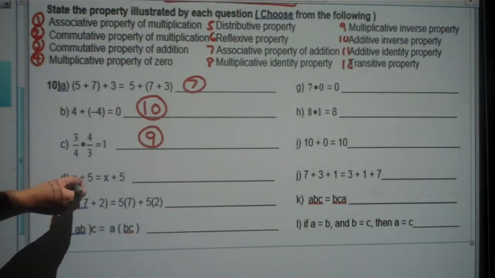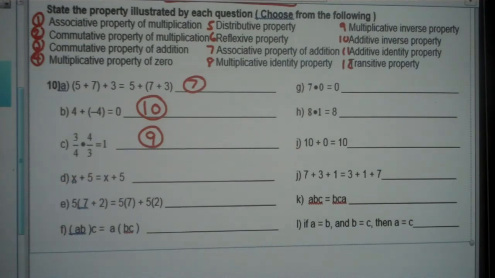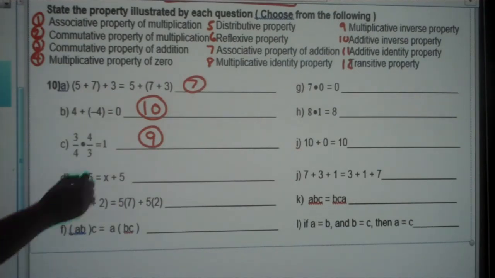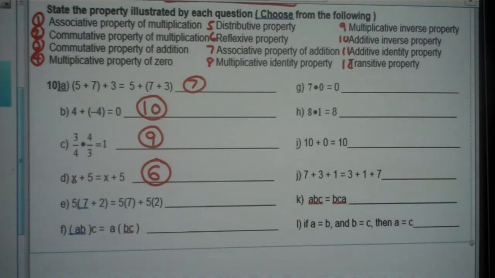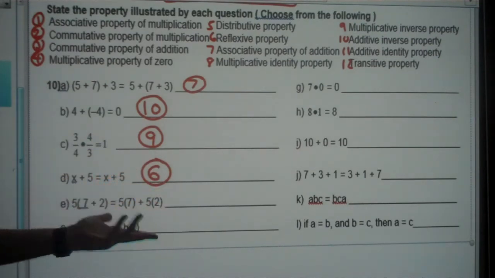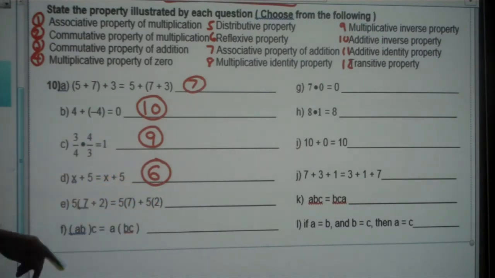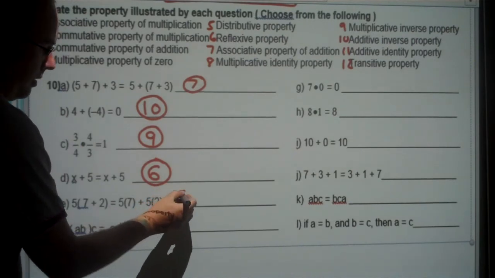These two things are identical, x plus 5 and x plus 5. So that's just very simply your reflexive property. This is the easiest one to spot, I think, of many. This is the one where you're going to multiply out. So you do 5 times 7, 5 times 2. That's your distributive property, which is answer number 5.